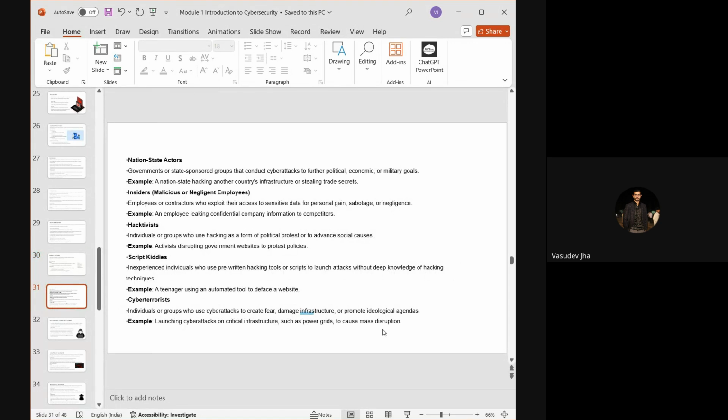Then we have something known as state actors, like nation or state actors: government or state sponsored groups that conduct cyber attacks for further political, economic, or military goals. Basically, we usually call them state sponsored attackers. Now there is a scenario that something you are doing in your country is illegal, but with the help of government, if you are doing the same for some other country which is not an ally to us, that comes under non-criminal activity.